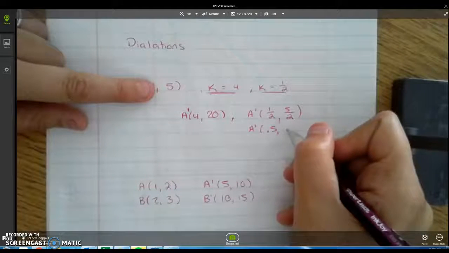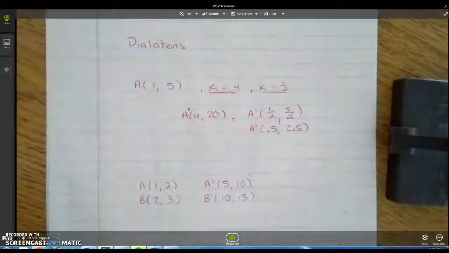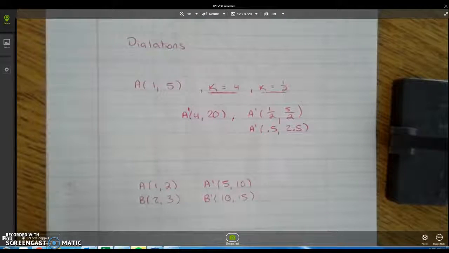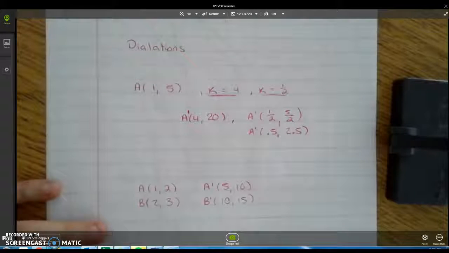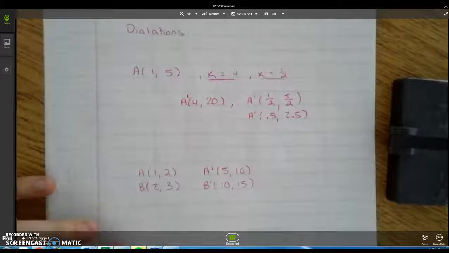4 divided by 2 is 2. That's 2.5. So that would be how I would do that. It's pretty easy. I just multiply.